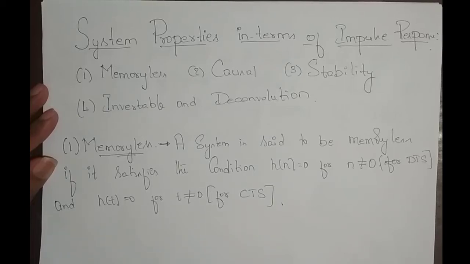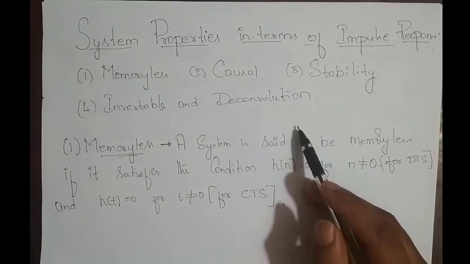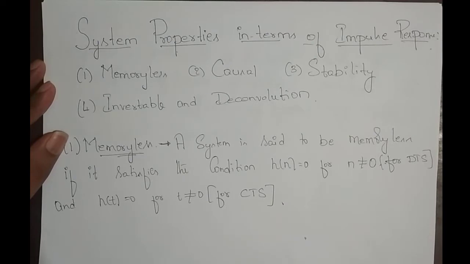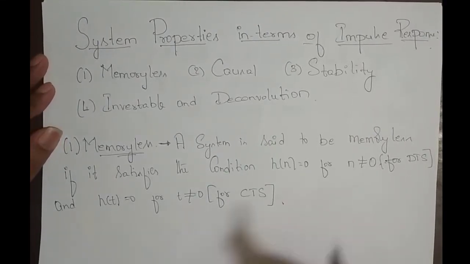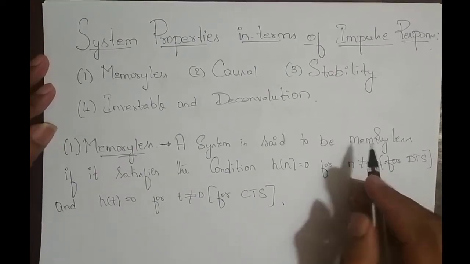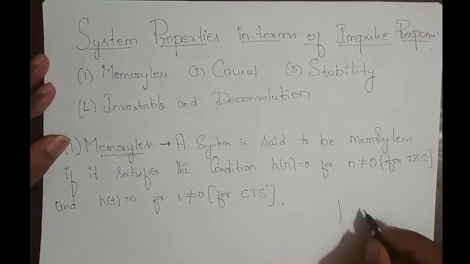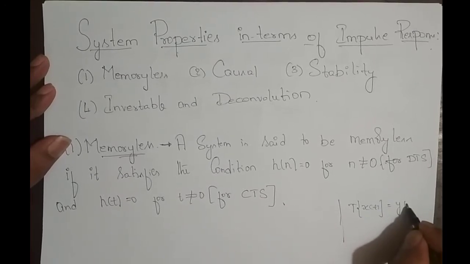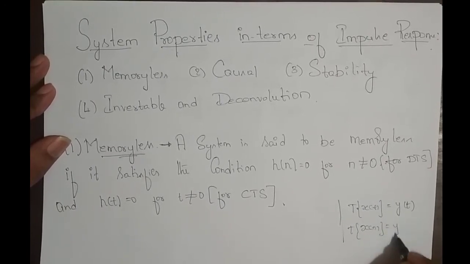In this video, we shall discuss system properties in terms of impulse response. If you remember, in the initial stage of my videos, we have discussed properties of system, right? There, the system was actually in terms of input-output relationship. In the sense, the system was something like transformation of input x of t will give us output y of t, if this is a continuous time system. If it is a discrete time system, transformation of input x of n is equal to y of n, right?